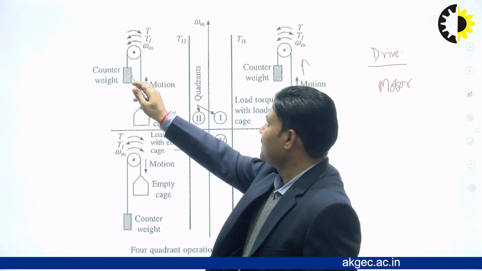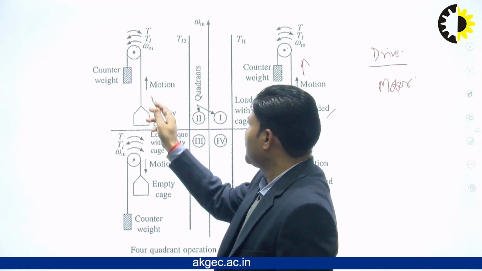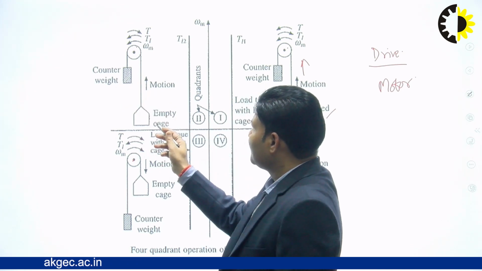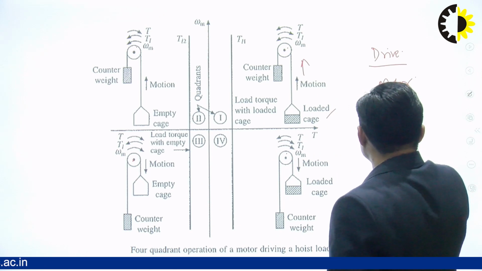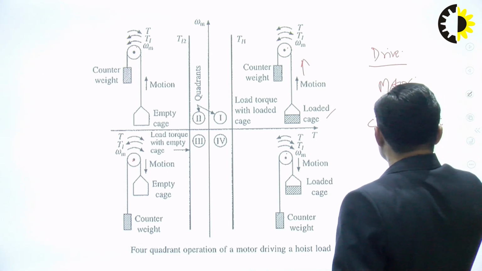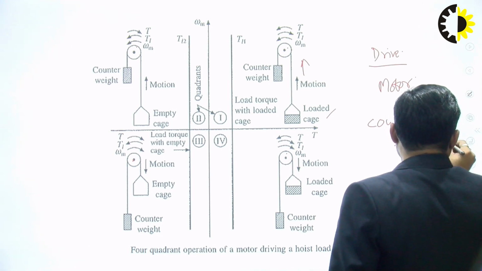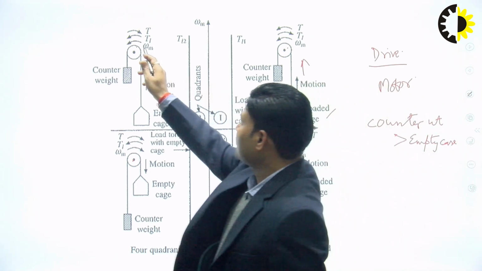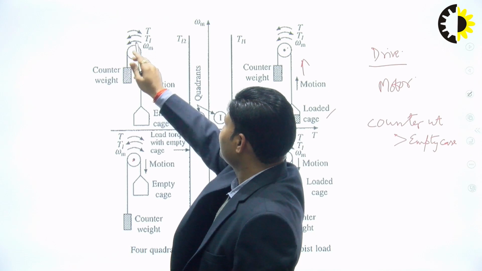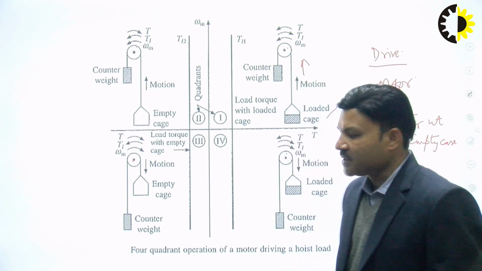Similarly, here this is the empty cage, and this has to be brought to the upward direction. So the counterweight is enough to carry the empty cage, because in normal situation the counterweight is greater than the empty cage. So although the direction of speed will be the same, the motor is having the braking operation, and therefore the torque which is produced is opposite to the direction of the speed of the motor.